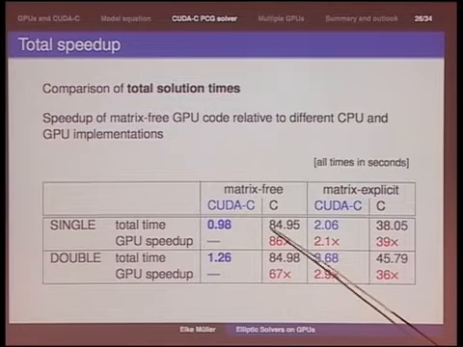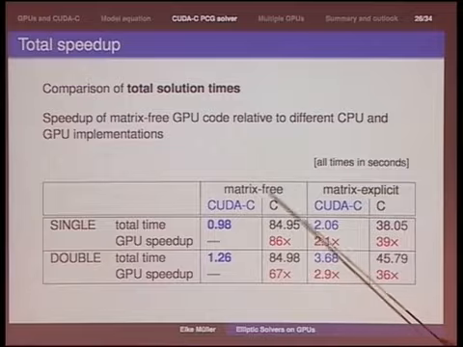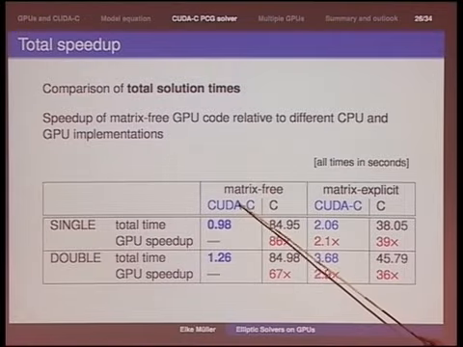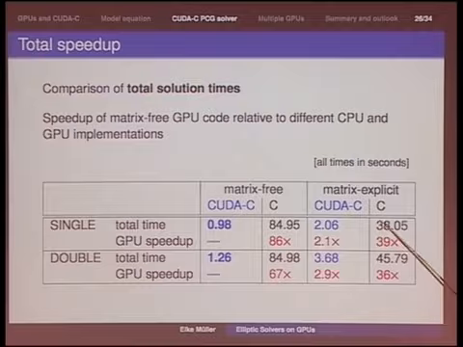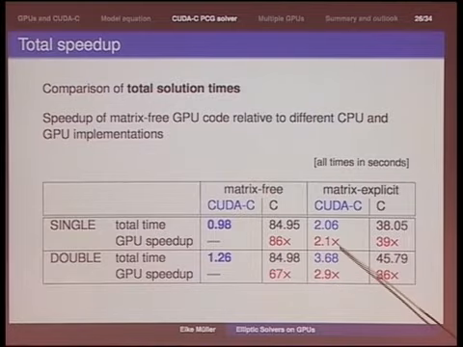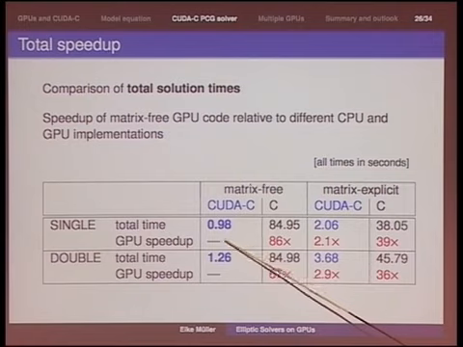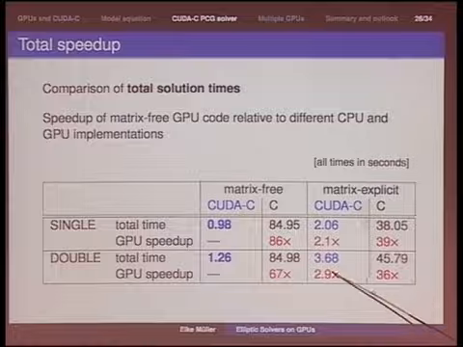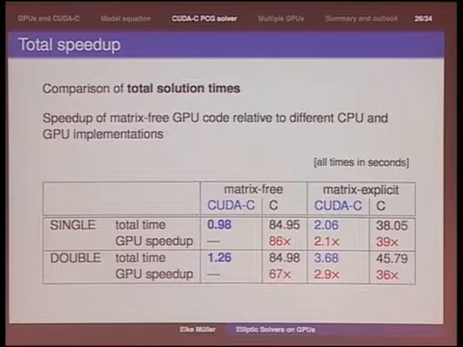So these are the absolute times, but then I also show the speed up of the matrix-free GPU code relative to these other codes. So this 86 is the speed up relative to the matrix-free code on the CPU, and this 2.1 is the speed up of the matrix-free code relative to the matrix explicit code on the GPU. And you see you get about a speed up of a factor of 2 or 3 relative to this matrix explicit code.